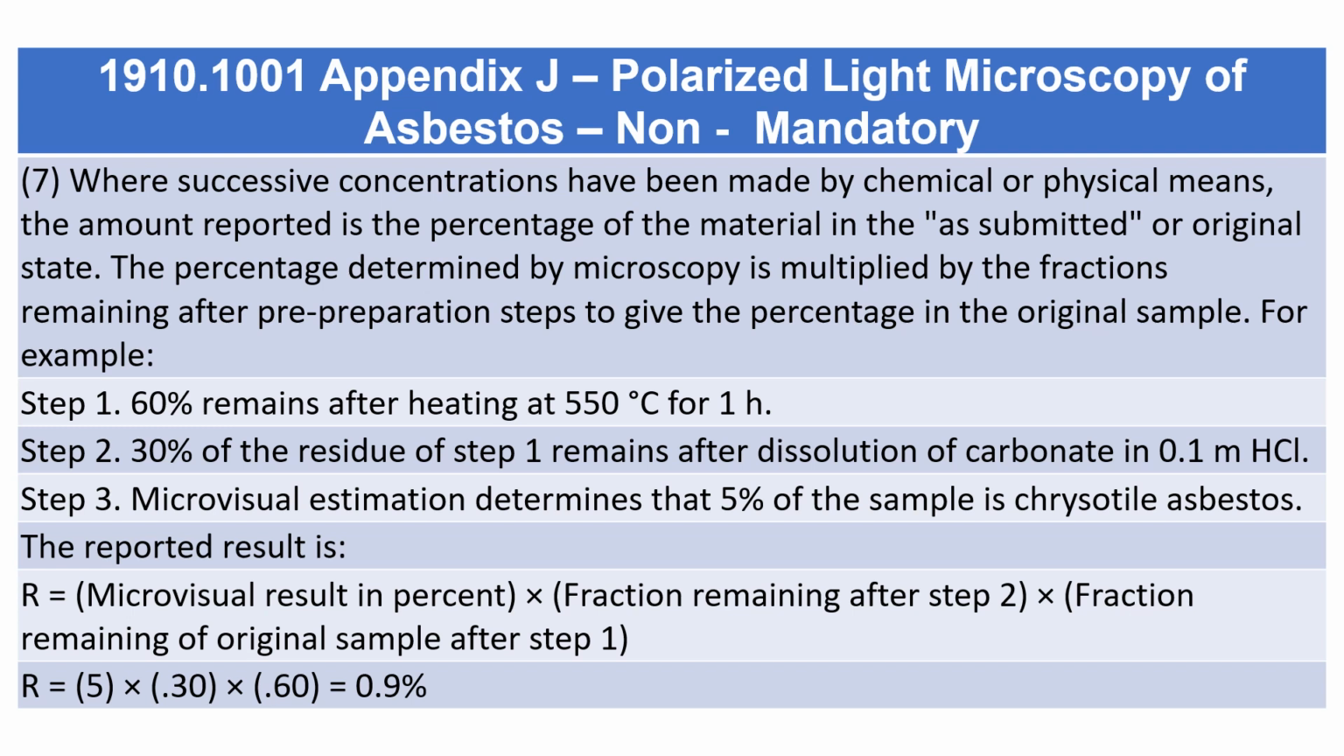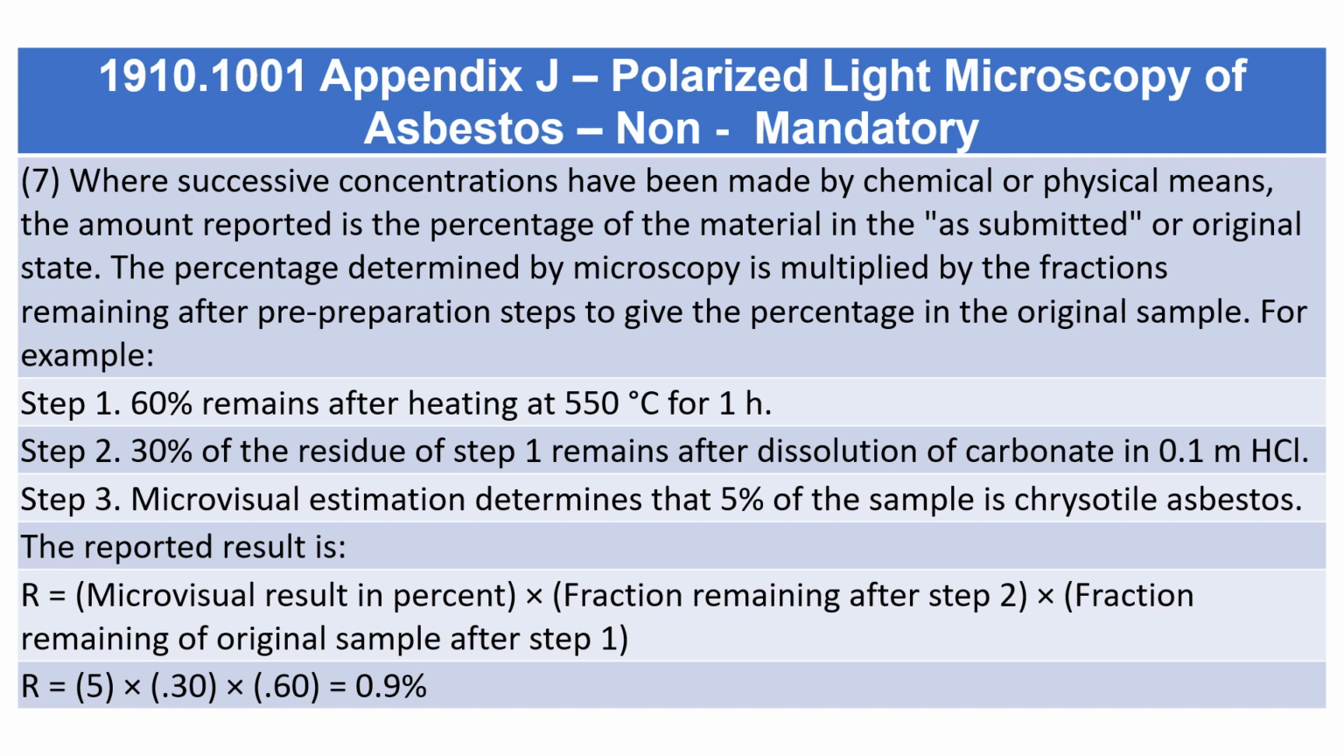7. Where successive concentrations have been made by chemical or physical means, the amount reported is the percentage of the material in the as submitted or original state. The percentage determined by microscopy is multiplied by the fractions remaining after pre-preparation steps to give the percentage in the original sample. For example, Step 1.